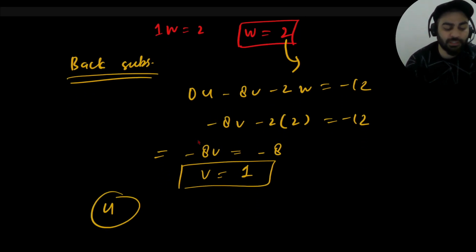Is the Gaussian elimination method clear? Is it clear? Yes, sir. Was this Gaussian elimination method clear?